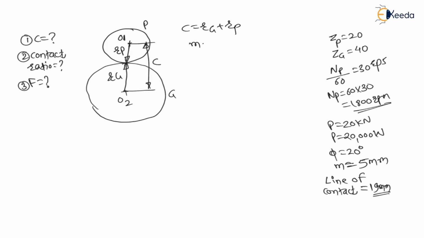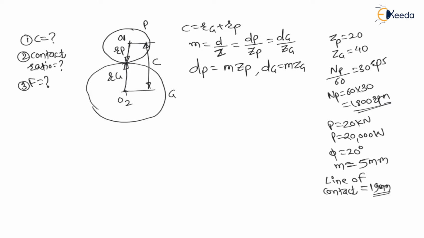Now module is nothing but diameter divided by number of teeth, that is Z. If I consider diameter of pinion, then I have to consider number of teeth on pinion. If I consider diameter of gear, then I have to consider number of teeth on gear. Therefore, diameter of pinion will be equal to module times Zp, and diameter of gear is equal to module times Zg.